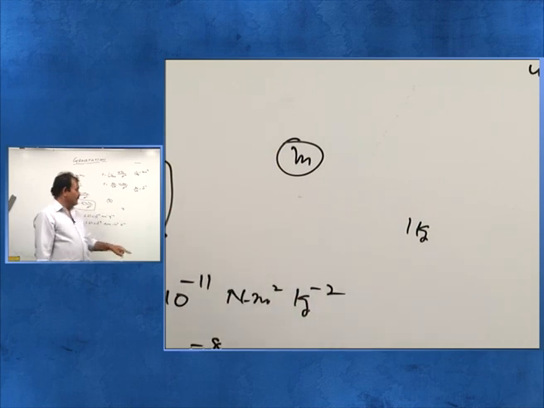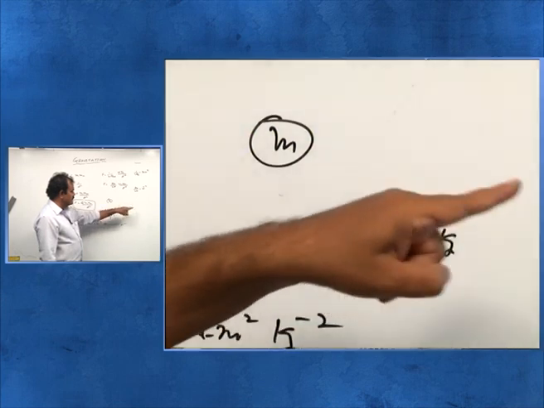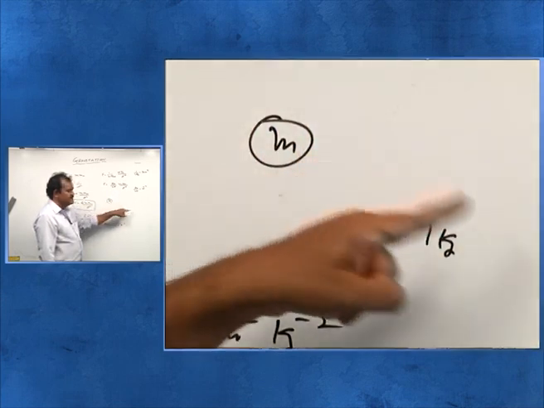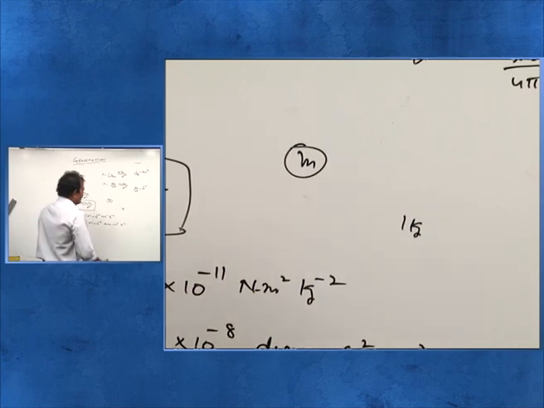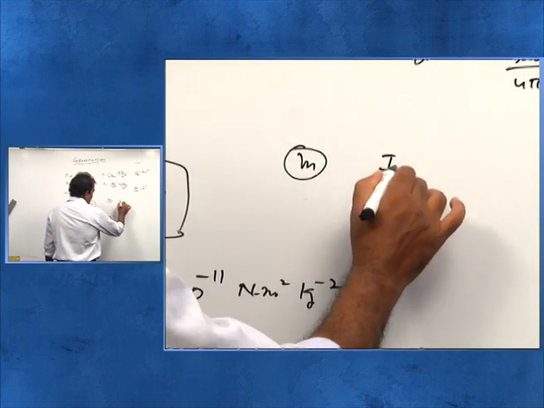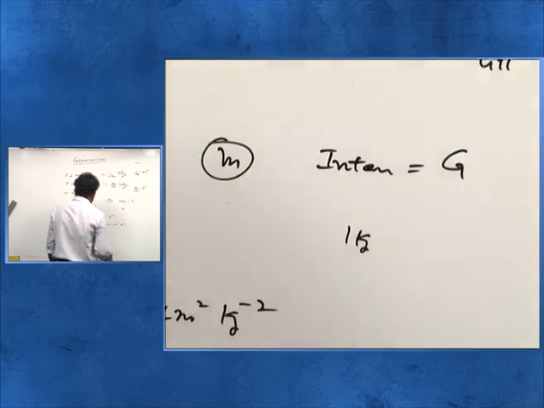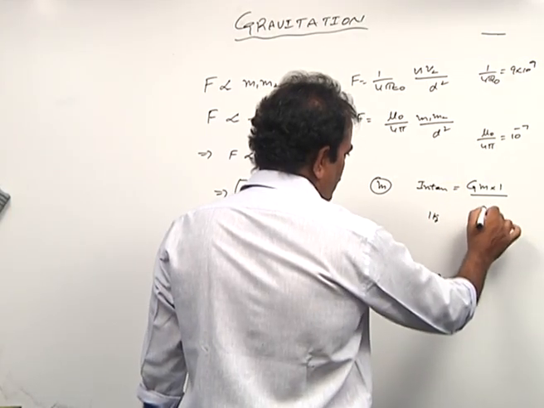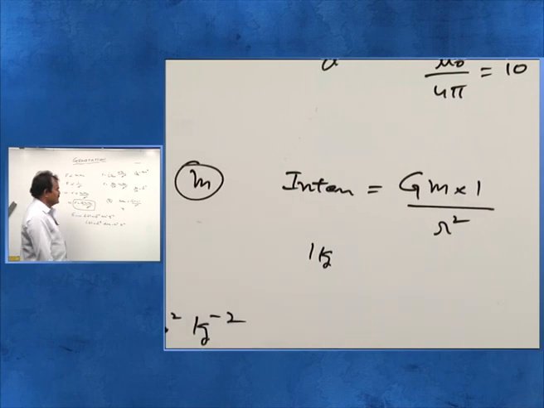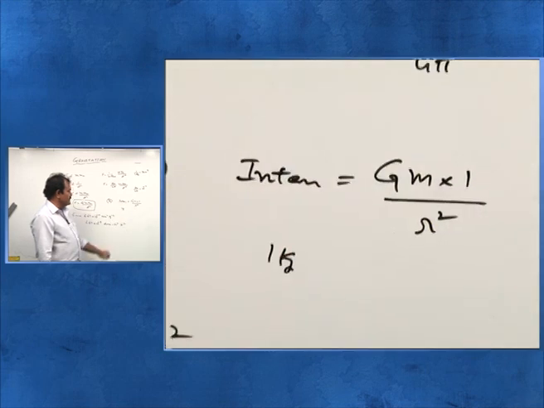Why is it at that point? Because if you change the position of this 1 kg to some other position, then automatically d will change, and then automatically the intensity of gravitational field will also change. So the intensity of gravitational field is taken as capital G, m is taken, and m2 becomes 1, and thereafter the distance is r square. So that's why the intensity of gravitational field is GM by r square. This is the formula.